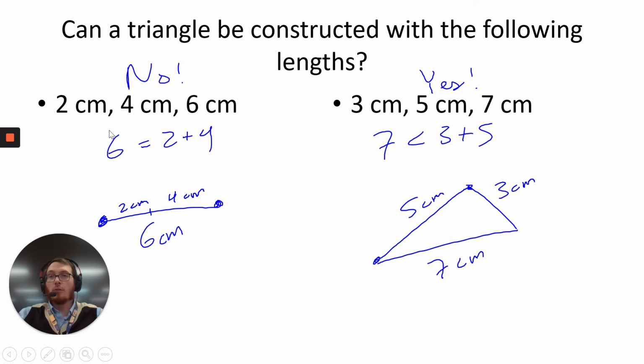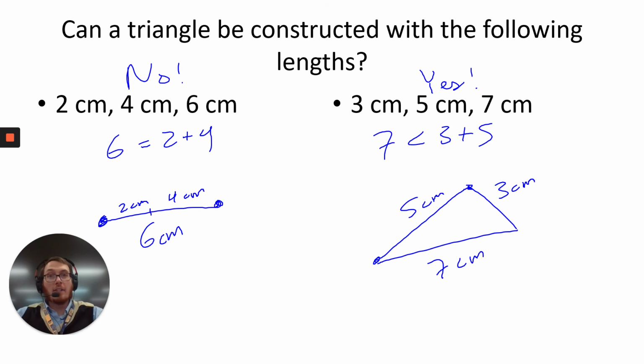The next one, 2, 4, and 6 will not work. And the reason for that is if the longest one is 6, essentially you're folding 2 and 4 and they fold perfectly in on it. There's no depth to that, so it doesn't make a triangle. It's like a line and you lay another line on itself that's just in 2 pieces. So that one still doesn't work.